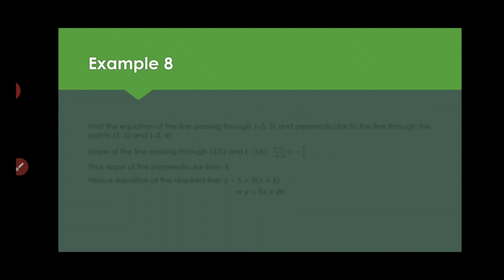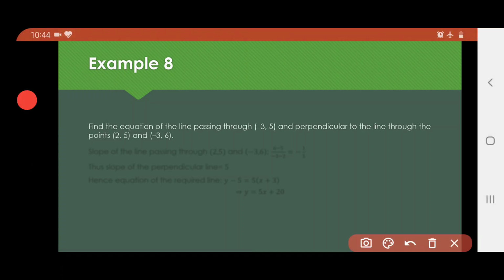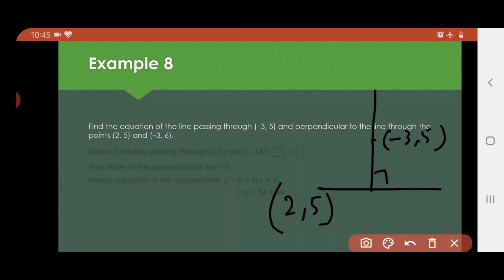Next, number 8. Find the equation of the line passing through the point (-3, 5) and perpendicular to the line through the points (2, 5) and (-3, 6). Always remember, if you visualize the situation, it becomes easy. So you are given a situation something like this. This line is perpendicular, and it is passing through the point (-3, 5). It is also told that it is perpendicular to the line segment joining (2, 5) and (-3, 6).